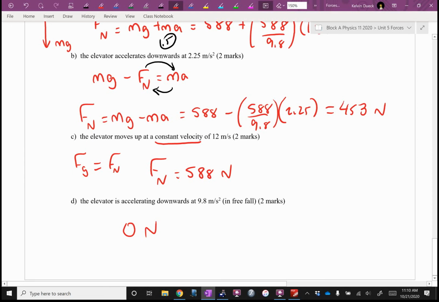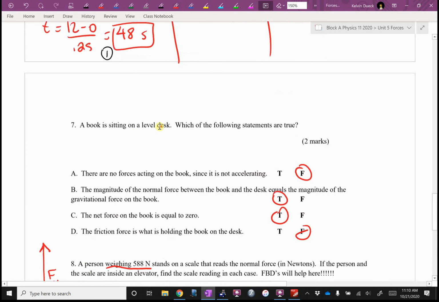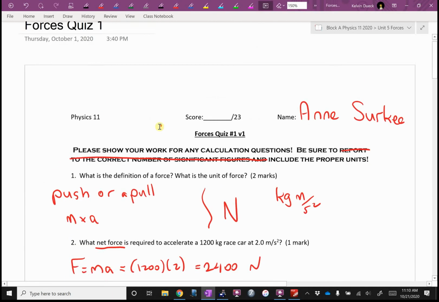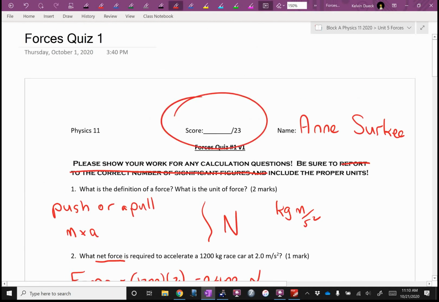Yeah. You'd feel weightless. Are you weightless? Gravity's still there. You're apparently weightless. 2 marks. Can you give yourself a lovely score, please, out of 23?